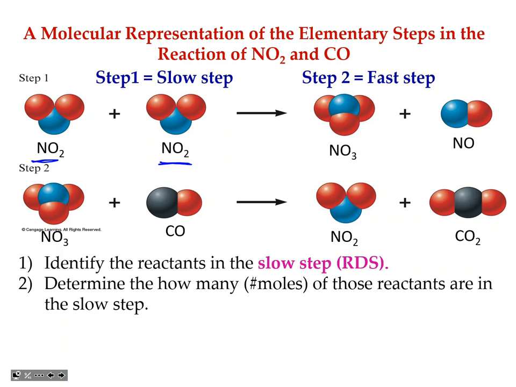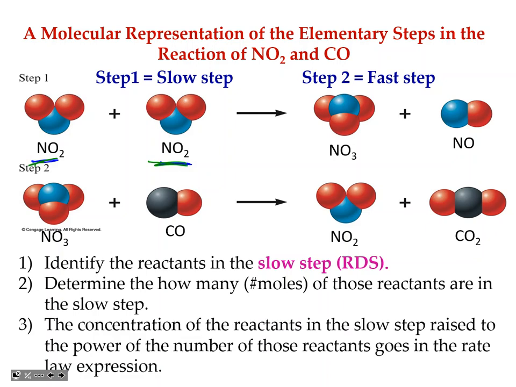Two, yes, we have this one and this one, so we're going to have two of them, exactly right. So basically, in the slow step, the number of moles is going to turn into the power on our concentration for writing out our rate law. So really, that's all we care about, is the slow step. We ignore the rest of it, and we just write out our rate law.